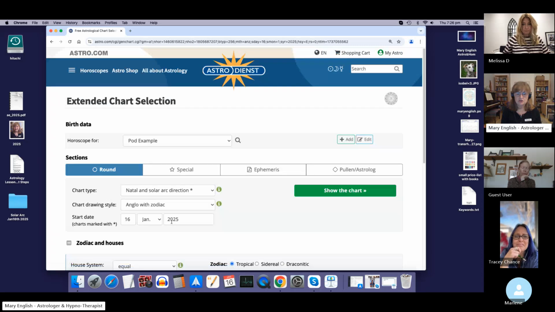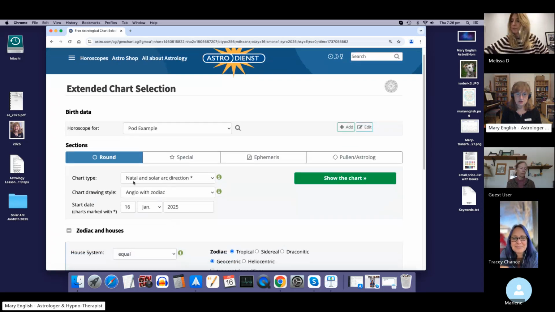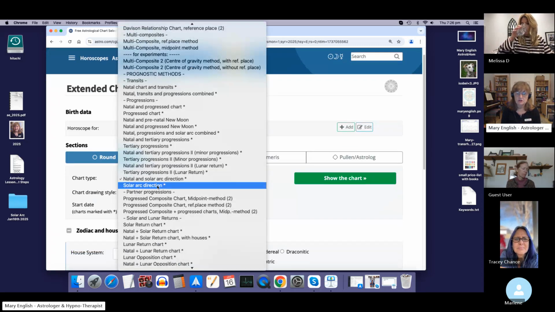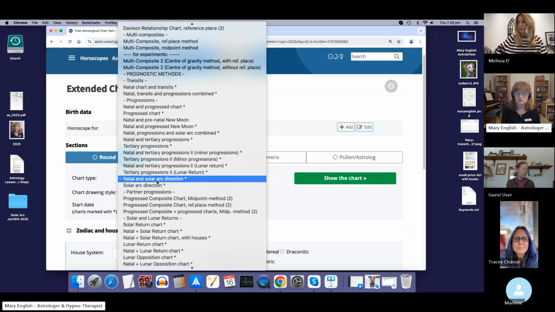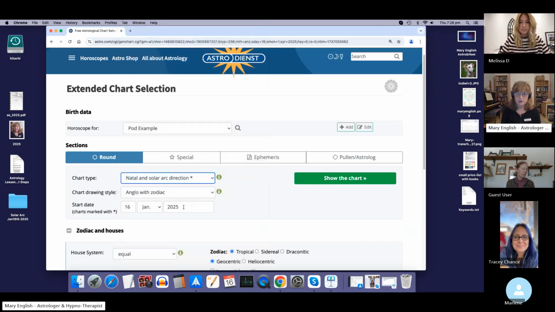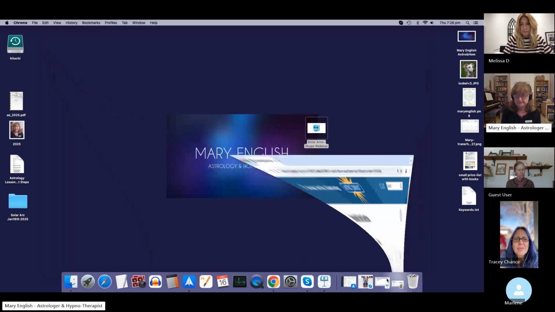So you can go to astro.com. It's in this box here, chart type, you want natal and solar arc. Don't do solar arc direction on its own because you won't know what you're looking at. And you can put your dates in the box there. And if you use the Anglo with Zodiac, which you don't have to do, but if you do that, you'll be able to see the numbers more easily.